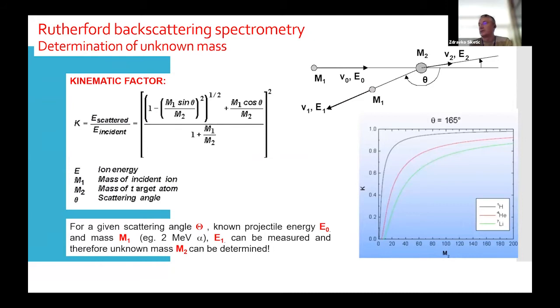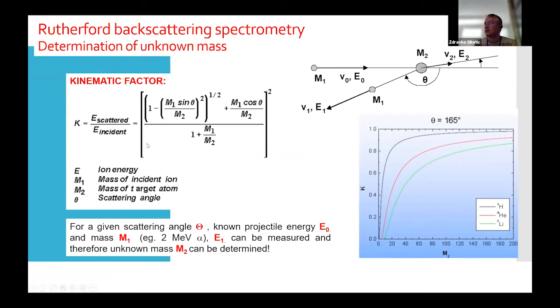So when you look at how to determine an unknown mass in your sample, it's very simple. If you look at this simple scattering sketch, which you already learned in high school, you can calculate the energy of the backscattered particle M1 if it's backscattered from the mass M2 at a certain angle theta.